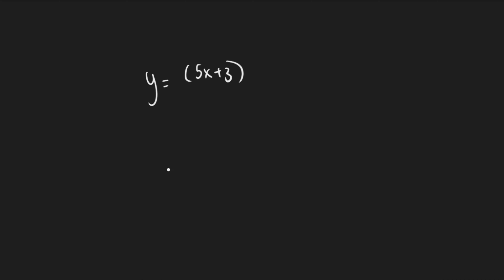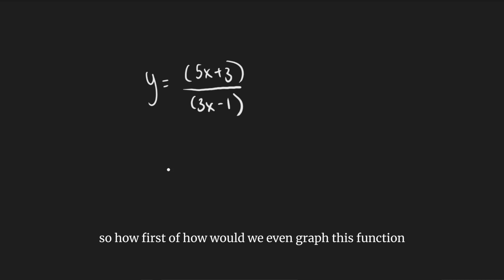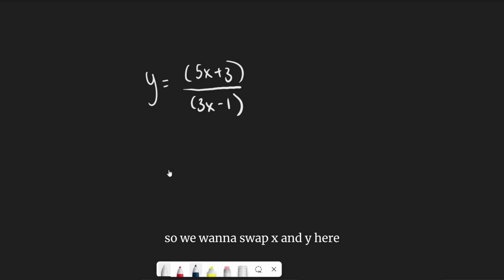So let's go ahead and try one more example with rational functions this time. And we're going to use fractions. So first off, how would we even graph this function and how do we find the inverse of this function? So let's go ahead and find the inverse first. So we want to swap x and y here.